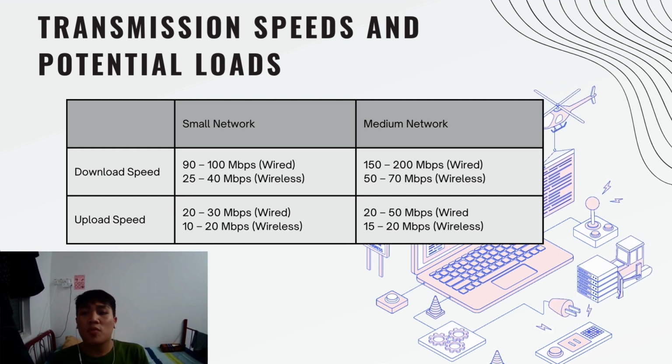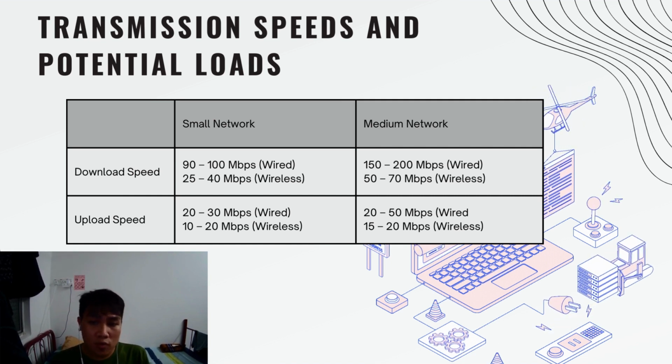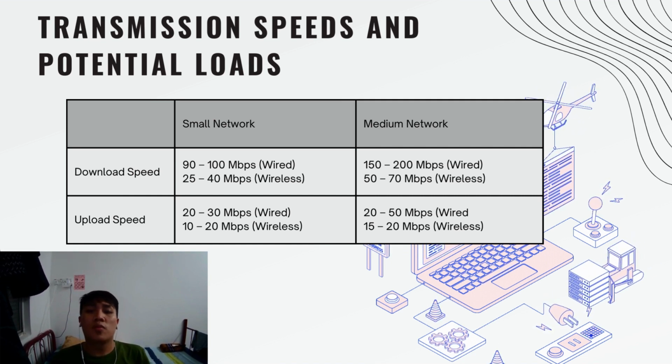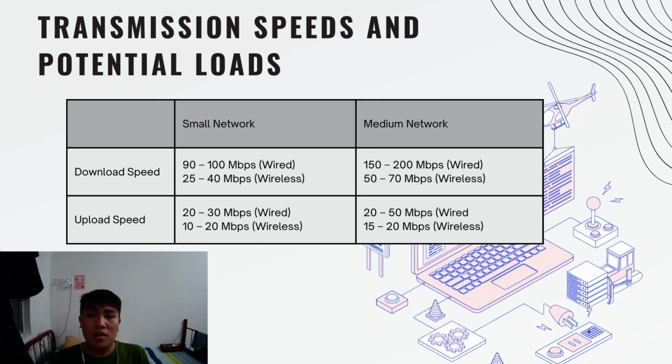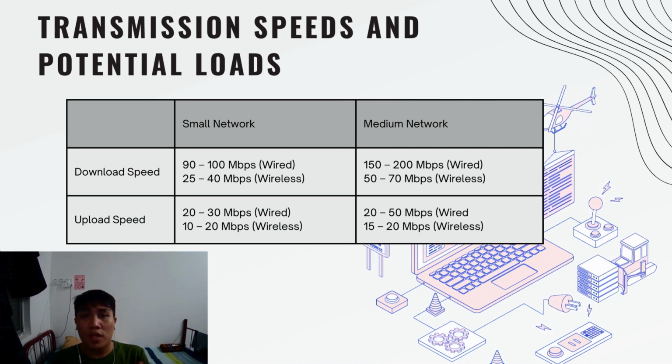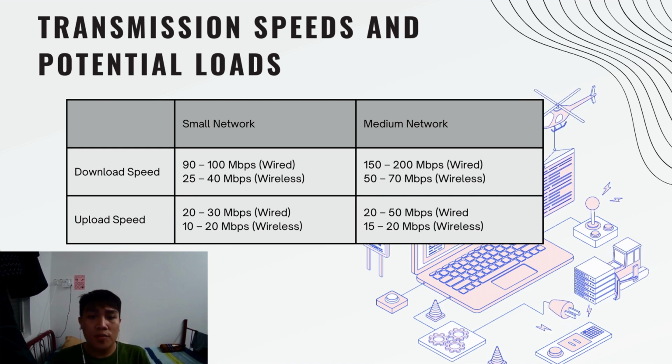Okay, and then for the medium network it is 20 to 50 megabit per second for wired connection and 15 to 20 megabit per second for wireless. Quite similar, but I think what's important is download speed. Okay, thank you.